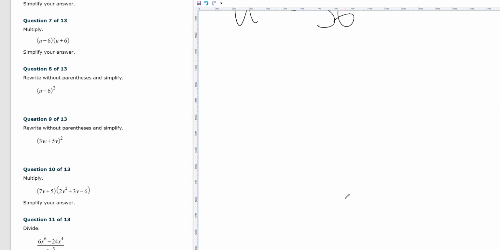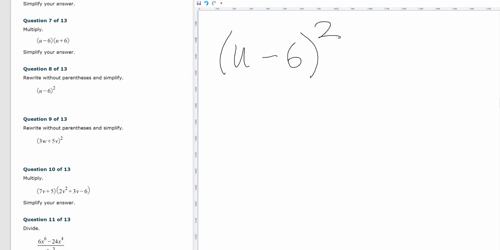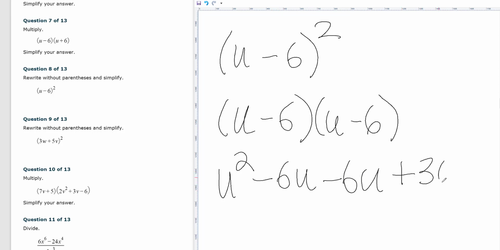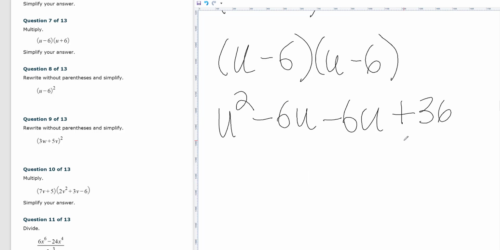Now that's different from number 8. u minus 6 squared means we take u minus 6 times u minus 6. So this time, u squared minus 6u minus 6u plus 36. So this time they're not opposite signs, they're the same sign, so you end up doubling up your u terms. So 6 and 6 is going to make 12. So the answer is u squared minus 12u plus 36.